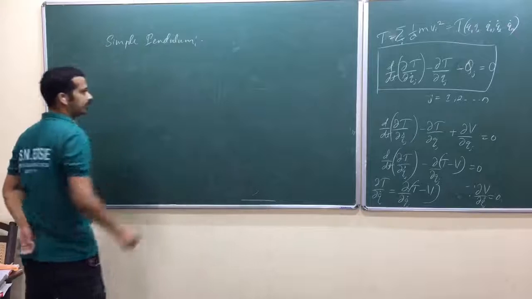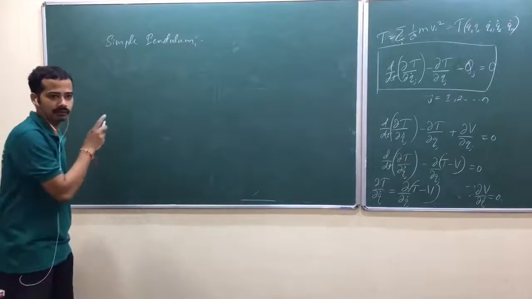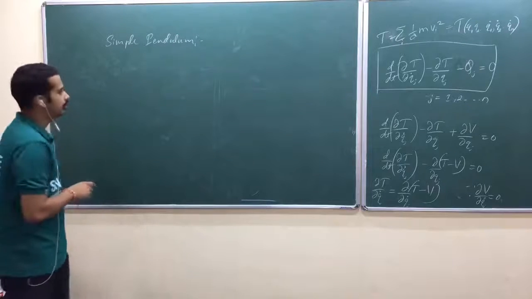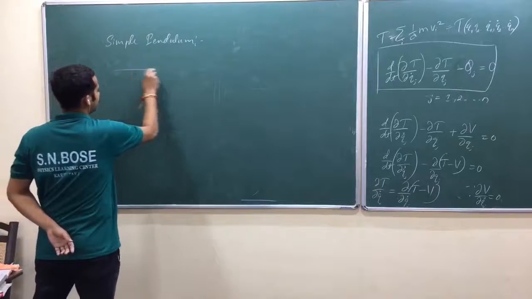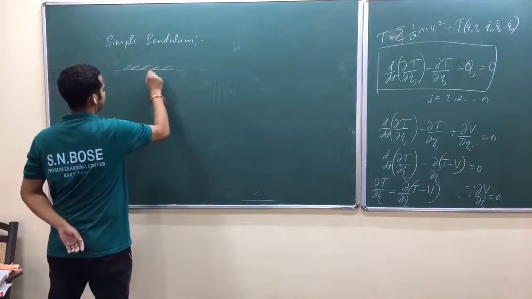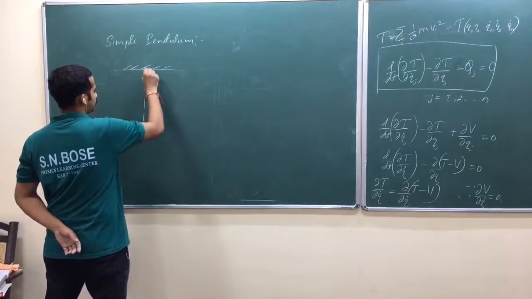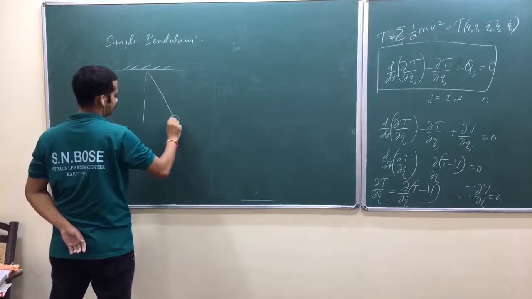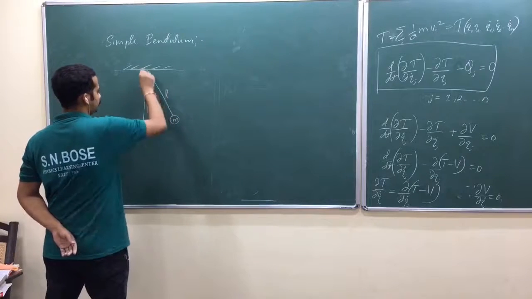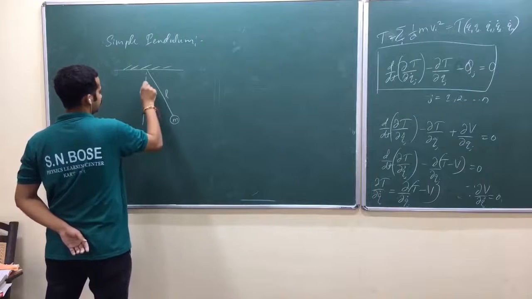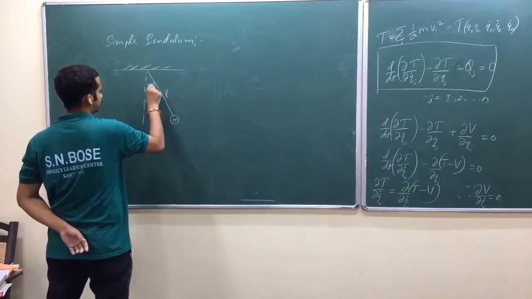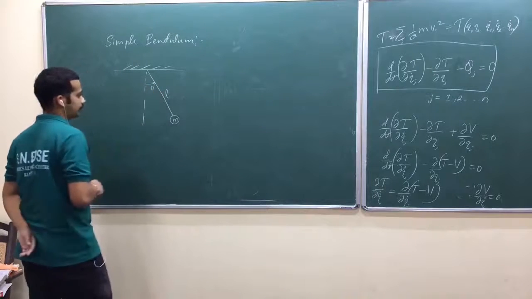Even though you know everything about this one, now you have to see how this method works here. Now let me take a mass m which is suspended by a thread of length L, where this angle I call theta. Is that okay? I call this one theta.